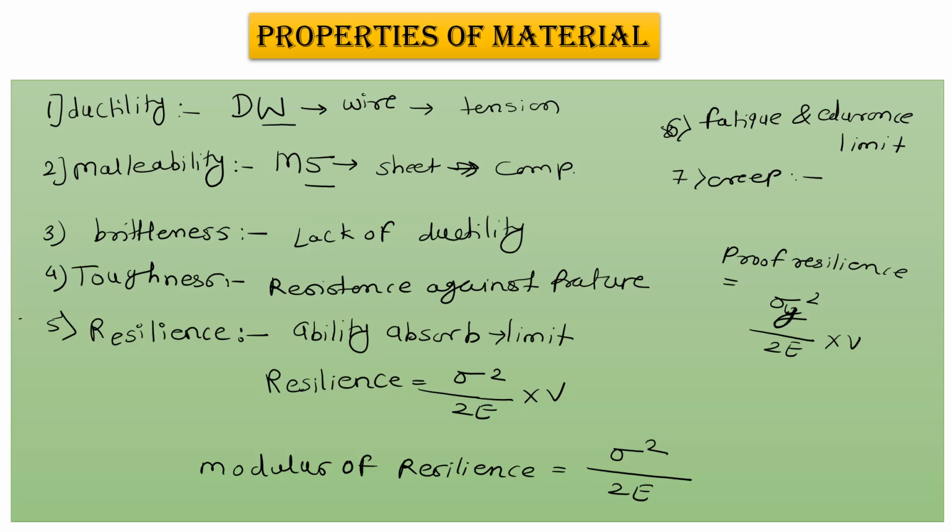First is ductility, second is malleability, then brittleness, toughness, resilience, fatigue and endurance limit, and last is creep. All are important. Most of the time the questions are asked from resilience, and next from fatigue, endurance limit, and sometimes they ask this dW and MS.